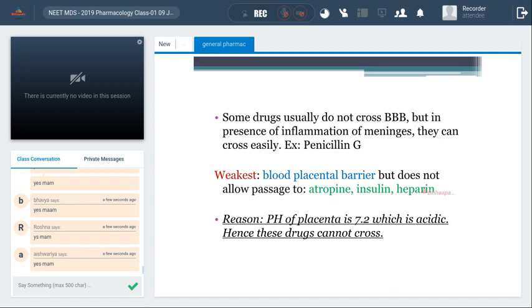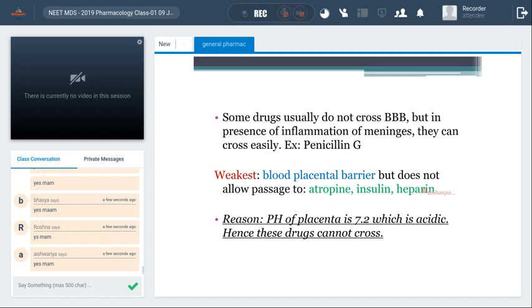See, some drugs do not usually cross, but if there is inflammation of the meninges, where the meninges will become weak, then they can cross. Okay, so in cases of infection, it can cross when given. But otherwise, normally if you give it, it doesn't cross the blood-brain barrier. The example for that is penicillin. So if you give penicillin G in an otherwise normal individual, it will not cross the blood-brain barrier. But if he has meningitis or encephalitis, penicillin G can pass through the blood-brain barrier and produce its effect on the CNS. So that is about the toughest barrier, which is the blood-brain barrier.